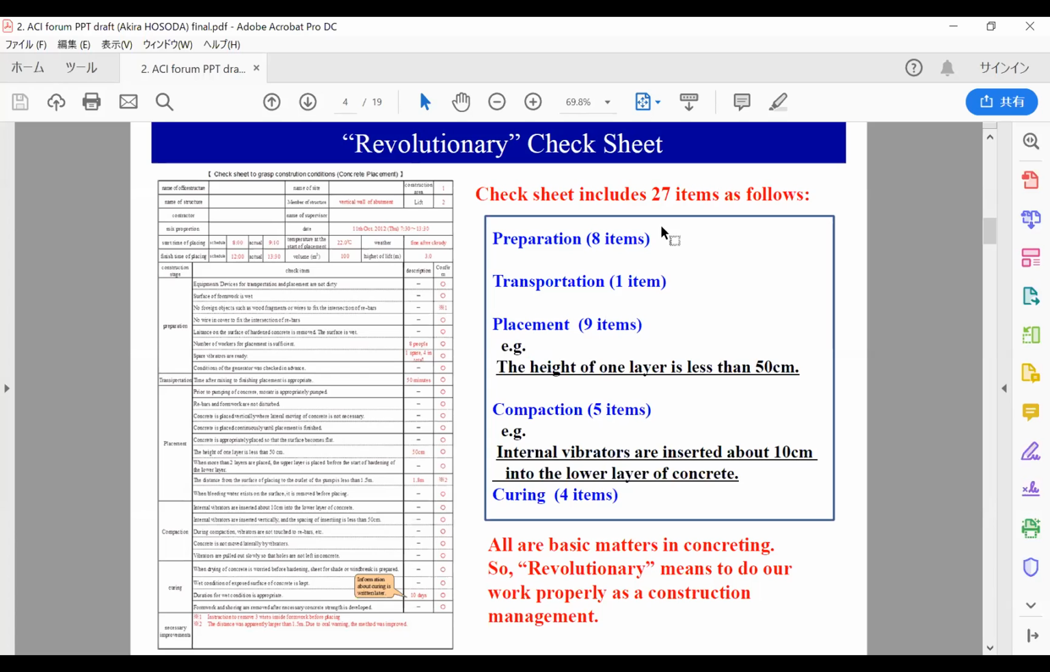The 5 items among 27 are related to compaction. In Japanese, shimekatame. Placement is dasetsu uchikomi in Japanese. For example, internal vibrators should be inserted about 10 centimeters into the lower layer of concrete. It's also specified in the specification, but it's listed. Something like that. I will tell you how this check sheet will work for construction management. All are very basic matters in concreting work.